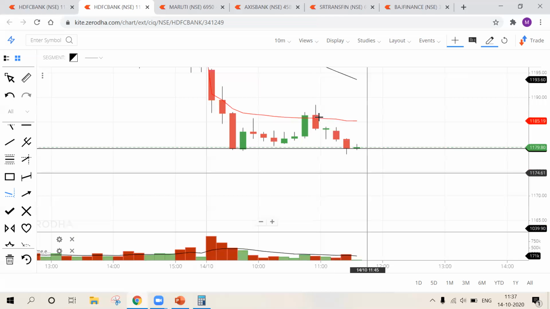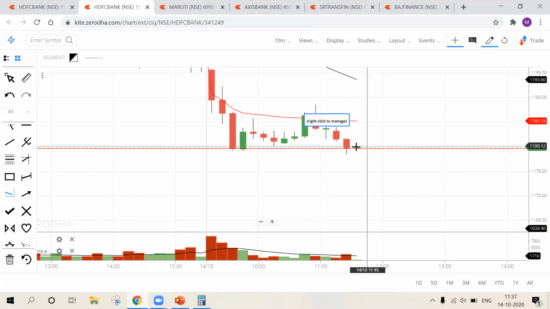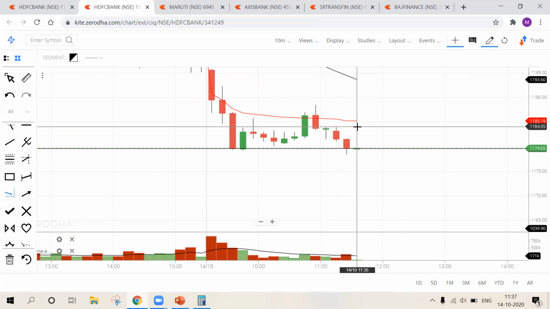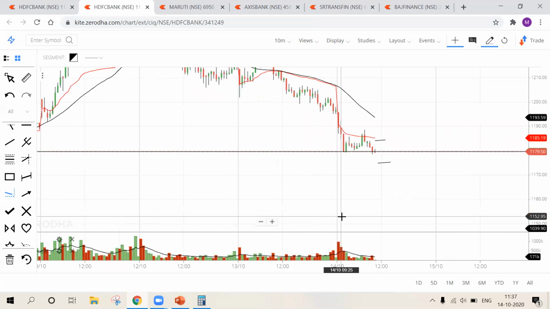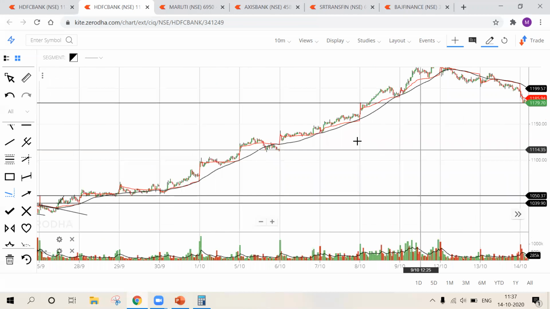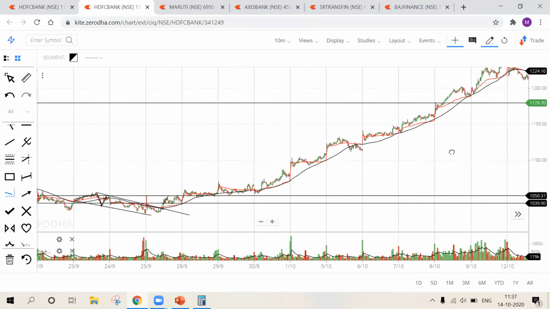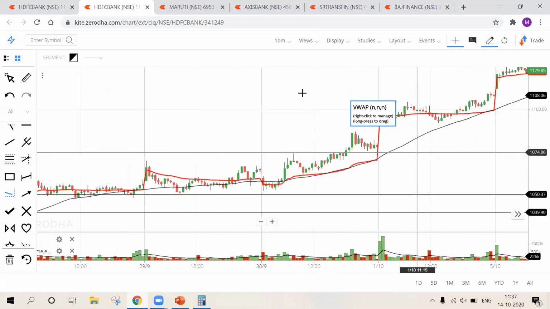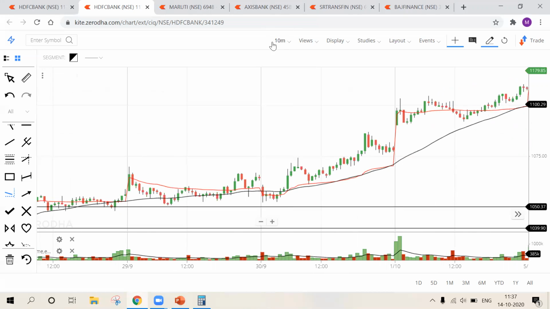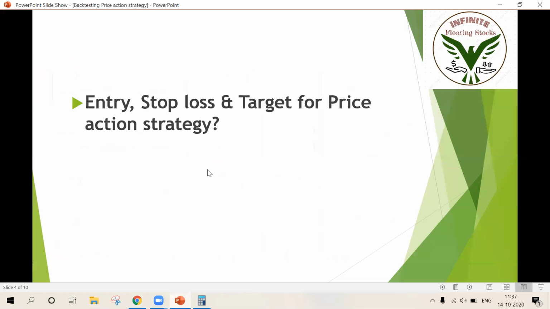And when it comes to this scenario at the current market price, it really takes more time because we need to wait for high formation, or we need to wait for low formation if it's breaking down. So it takes more time. That's how you should be trading using the price action strategy for intraday. The time frame should be 10 minute, strictly 10 minute. All right, let's get on to the slides.